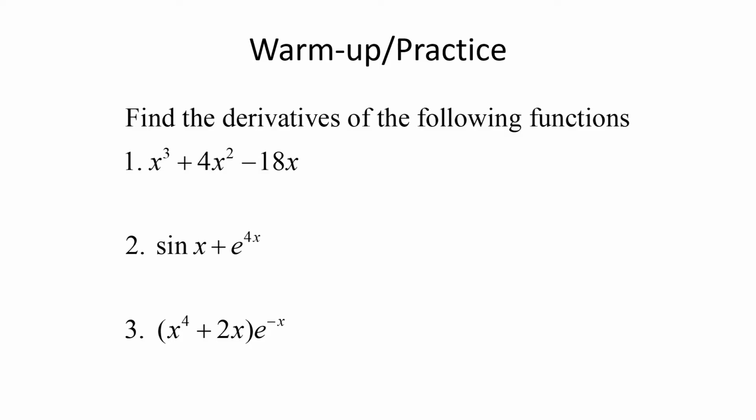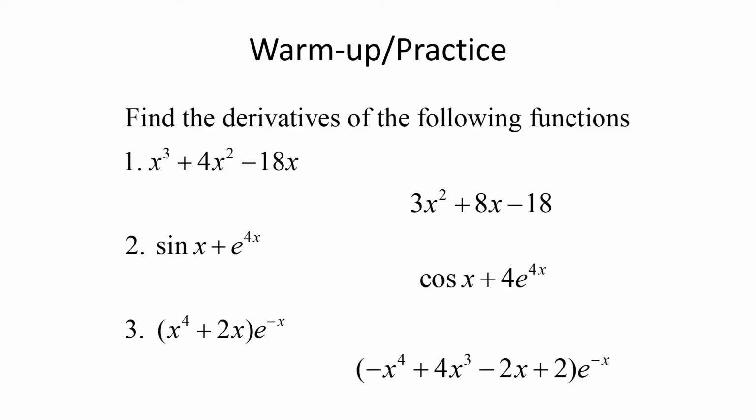All right, so if we want to find these derivatives, for the first one we're going to get 3x squared plus 8x minus 18. For the second one, we get cosine x plus 4e to the 4x. And for the third one, we get negative x to the fourth plus 4x cubed minus 2x plus 2 times e to the minus x.